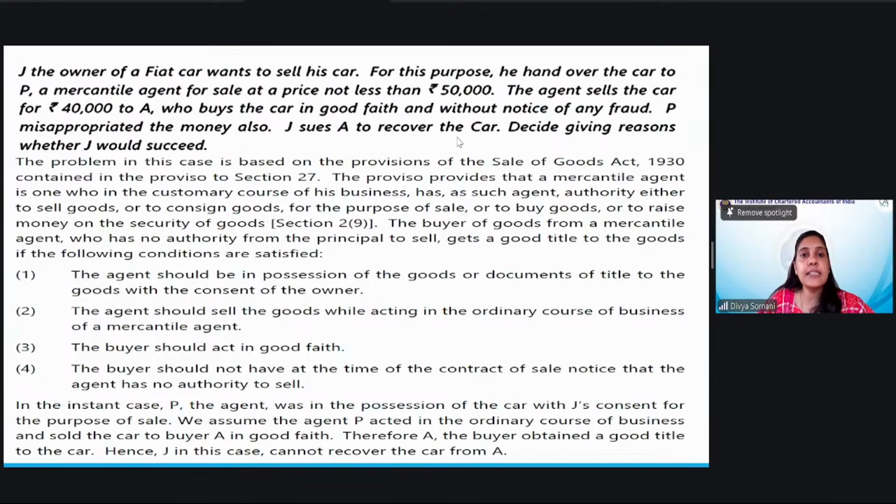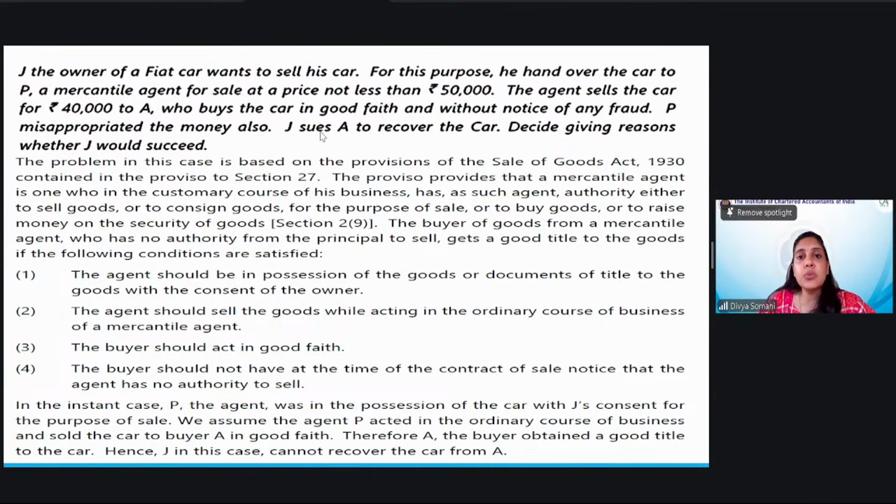The agent sells the car at a lower price. Here you can directly see who buys the car in good faith and without notice of any fraud. P misappropriated the money also. Who is P? P is the mercantile agent. He has misappropriated the money also. That means he has not given it to the owner, he has himself used that money maybe.